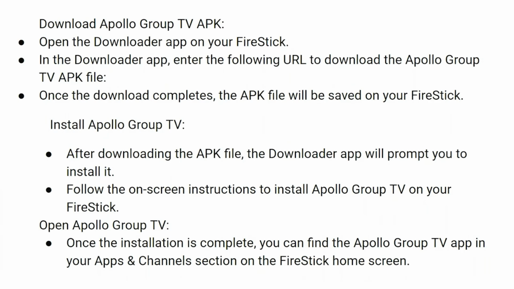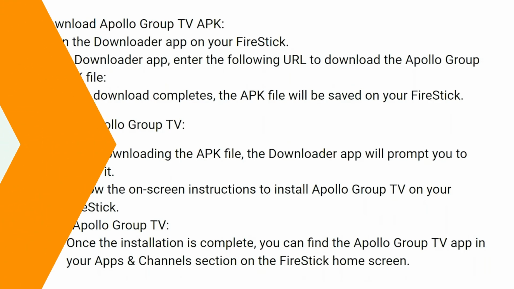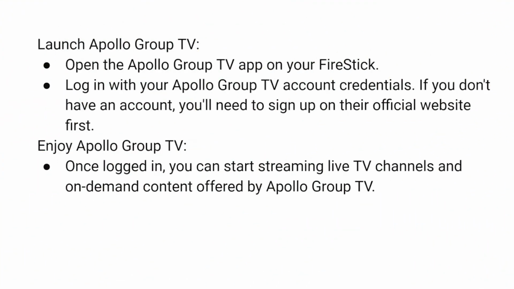Once the installation is complete, you can find the Apollo Group TV app in your Apps and Channels section on the FireStick home screen. Open the Apollo Group TV app on your FireStick. Log in with your Apollo Group TV account credentials. If you don't have an account, you will need to sign up on their official website first. Once logged in, you can start streaming live TV channels and on-demand content offered by Apollo Group TV.